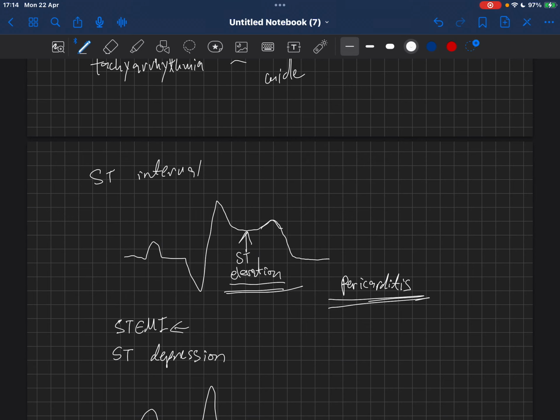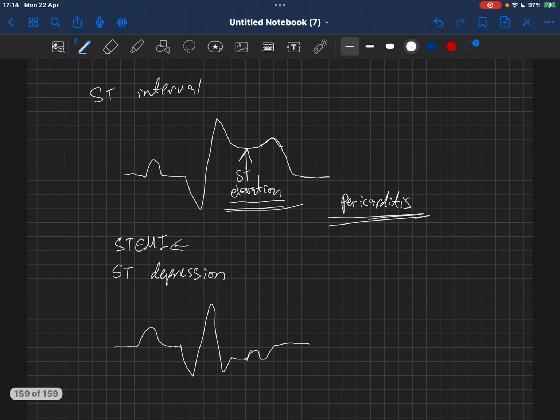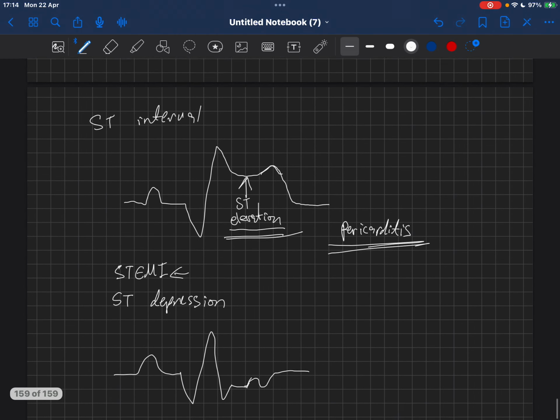which can cause diffuse ST elevation in all the leads, in contrary to ST elevation of ischemia, which causes part of the leads to show ST elevation and part of the leads to show ST depression. In pericarditis, it shows usually diffuse ST elevation, which is one of the hallmarks of pericarditis.